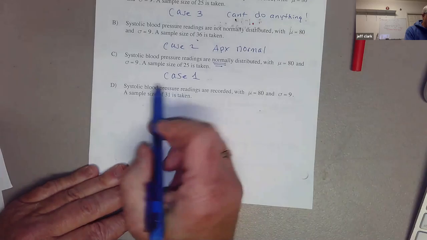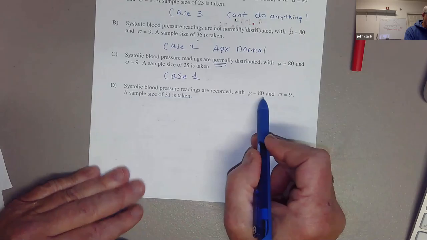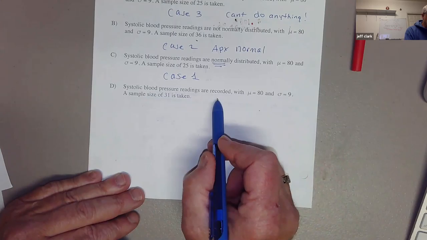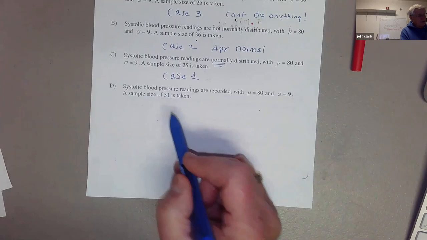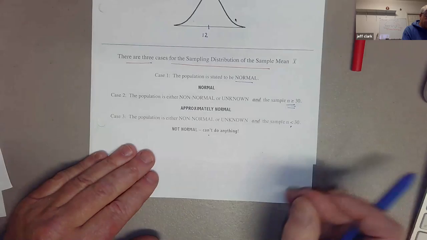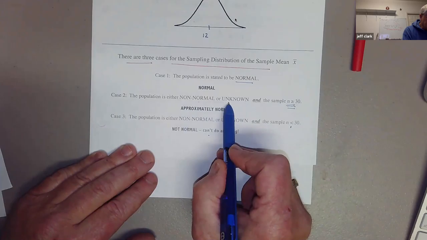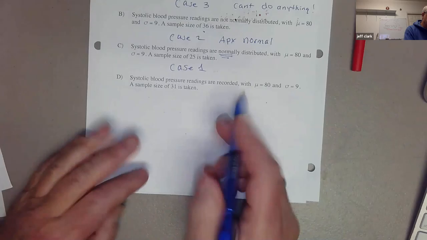Systolic blood pressure readings are recorded. And here's all this stuff here. And then, oh, sample size is 31. All right. Now, does it say anything about normal? Doesn't say a darn thing, does it? Sample size is a good number. It's more than 30. I'll go back to this page. See, right here. Sample size was 31. And it doesn't say not normal. You just don't know. Doesn't say. But because the sample size is bigger than 30, it's a case two.